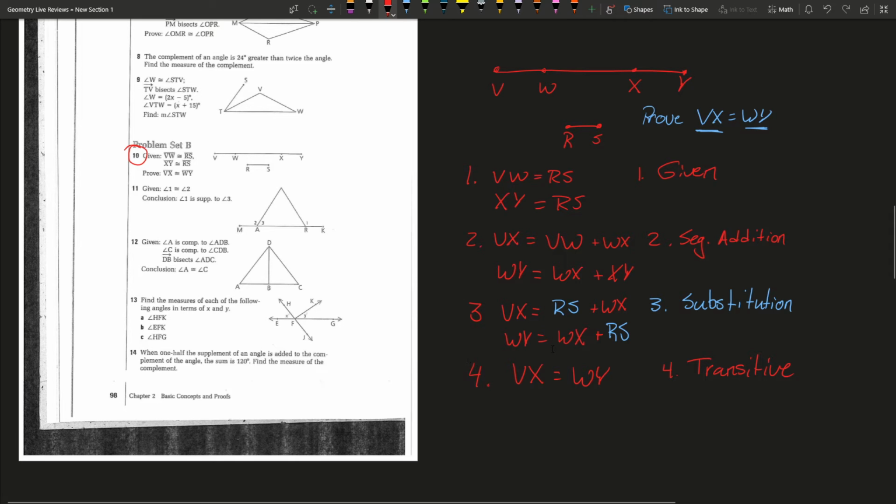Yeah, so step 3. We can rewrite Vw as Rs. So anywhere we see a Vw, we can rewrite it as Rs. In step 2, we see Vw, and we rewrote that as Rs. We can also rewrite Xy as Rs, and in the second equation, we have an Xy down here, so we can rewrite that as Rs. So that's why that first given step is very important. We know that Vw is Rs and we know that Xy is Rs. So anywhere we see those two, we can rewrite them as Rs.